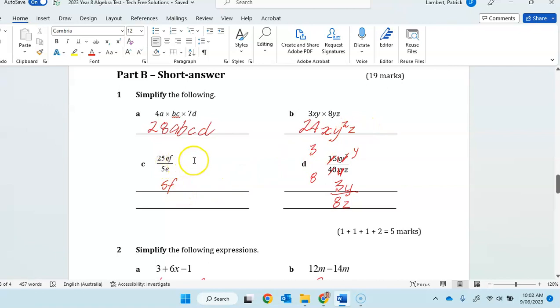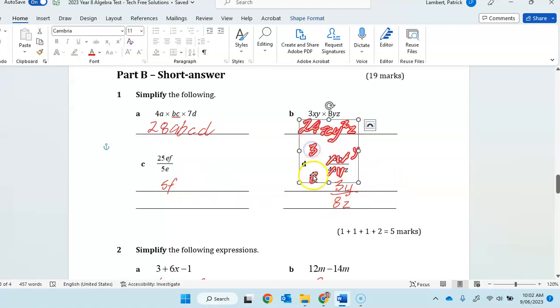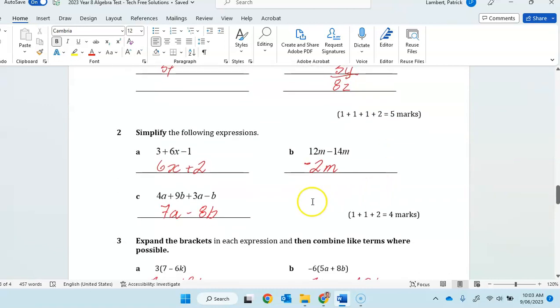In this one here, you can cancel down both the E, and 5 goes into 25 5 times, so you're left with 5f. And in this one here, you can see that you can cancel that 5 goes into 15 3 times, and then it goes into 48 times. Then the y is y squared, cancels, y goes into y squared y times, and the z doesn't go at all. The x cancels out, so you're left with 3y over 8z.